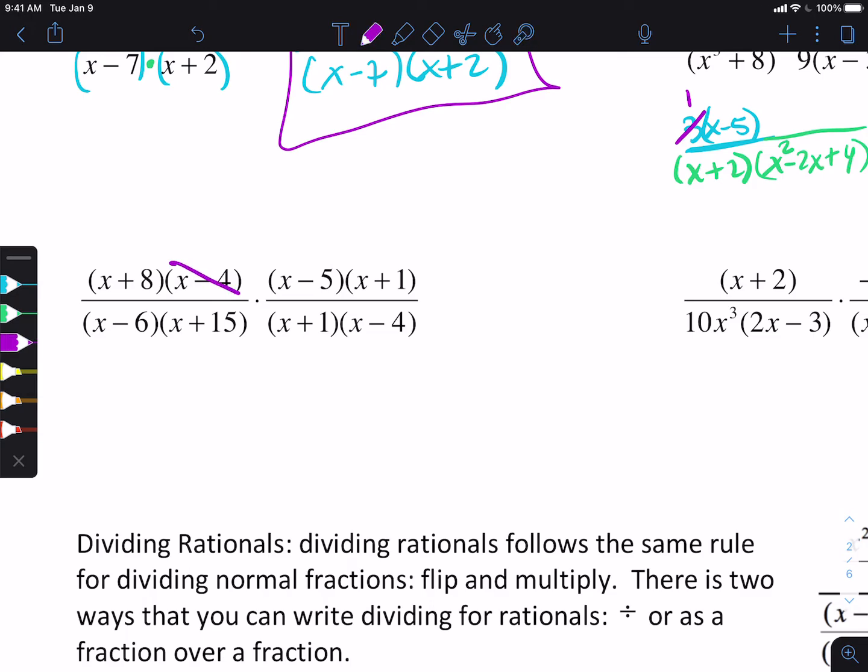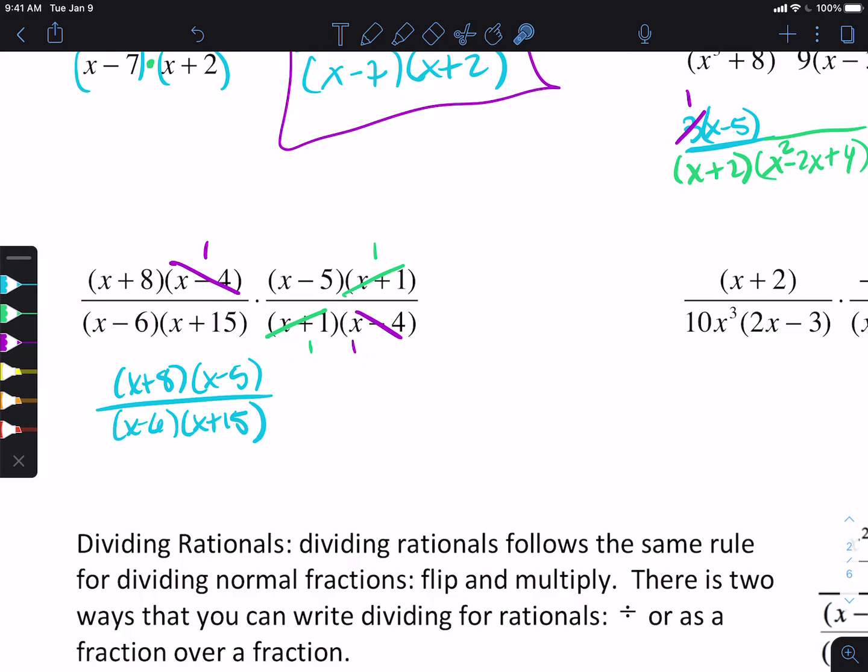So this x minus 4 cancels with this x minus 4. I like to put ones so I don't forget what I'm doing with those numbers. And then this x plus 1 can cancel with this x plus 1. And then nothing else is the same. So we're going to multiply straight across. So top times top over bottom times bottom. So we do x plus 8 times x minus 5 over x minus 6 times x plus 15.